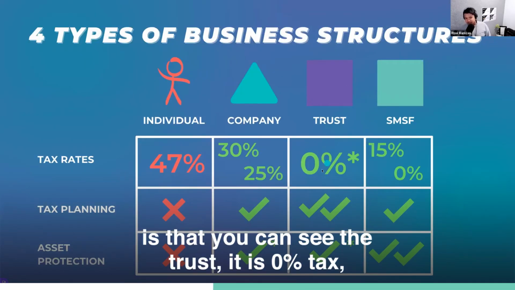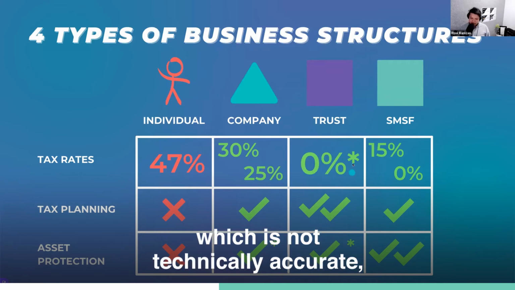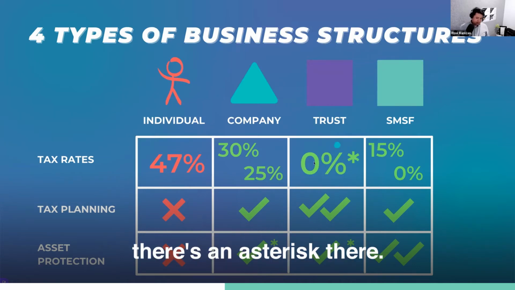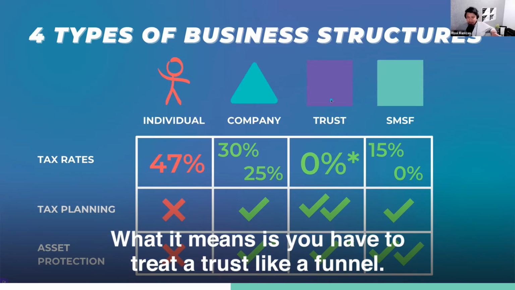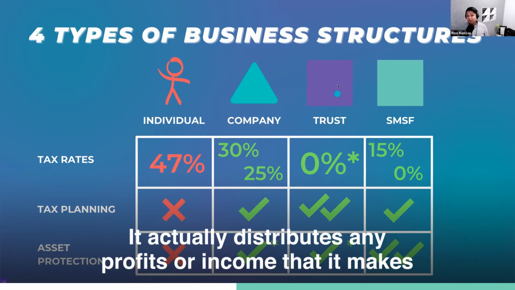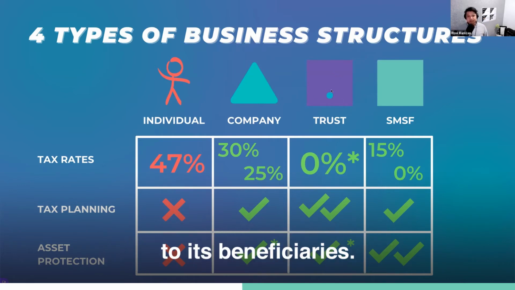Now, the benefit from a tax perspective here, coming back to the slide, is that you can see the trust. It says 0% tax, which is not technically accurate. There's an asterisk there. What it means is you have to treat a trust like a funnel. It actually distributes any profits or income that it makes to its beneficiaries.